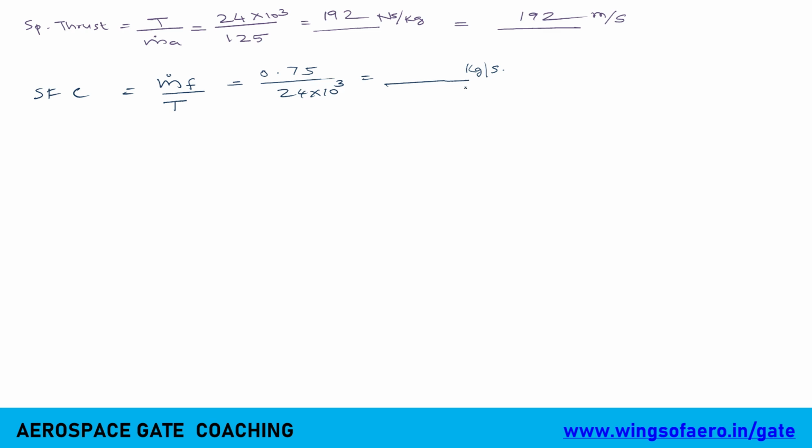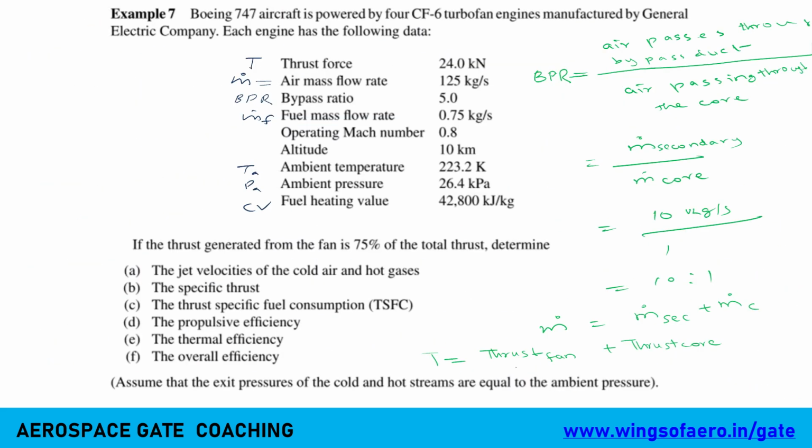Tell me the answer. Are you getting this answer? Yes, ma'am. Fine. Now we have done these two, which are the very easy part. Now we will see the most typical part of this remaining section: propulsive efficiency, thermal efficiency and overall efficiency we have to find for the turbofan.